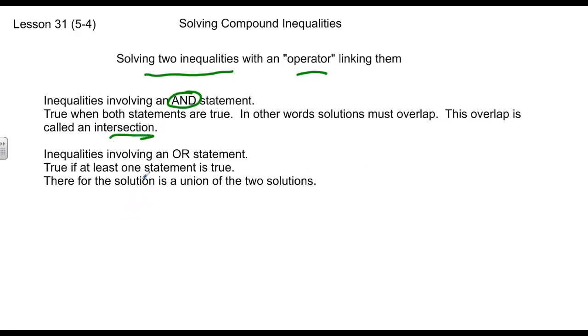Another operator used in compound inequalities is the word OR, and OR means that your problem is true if at least one of the statements is true. So in this case, we get a union of the two solutions, and union basically means everything is a solution. We'll go through some specific examples. I know that's kind of an out there explanation, but we'll tie it all together with the problems.